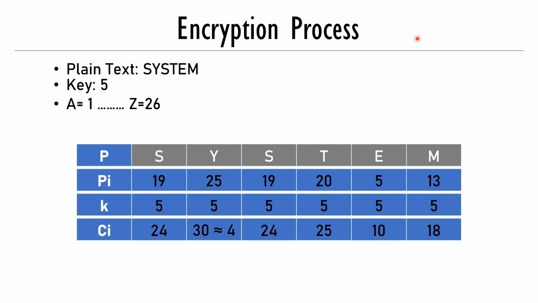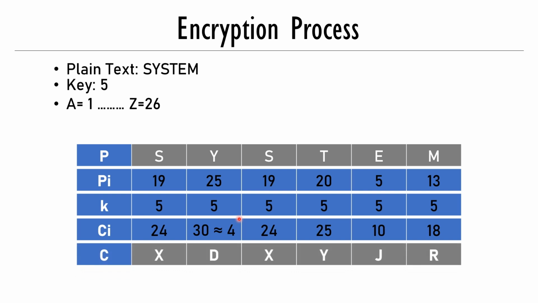Now we will calculate the index of the ciphertext by adding the plaintext index and key. Here 19 plus 5 equals 24, 25 plus 5 equals 30, and so on. Here we find 30 is out of range because the English alphabet has only 26 letters. To get it in range, I calculate its mod by dividing it by 26 and I get 4. And this will be the index of the ciphertext.